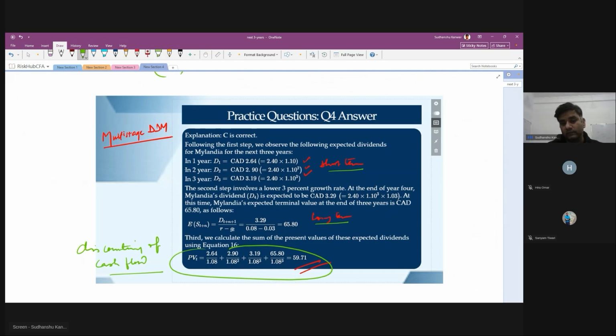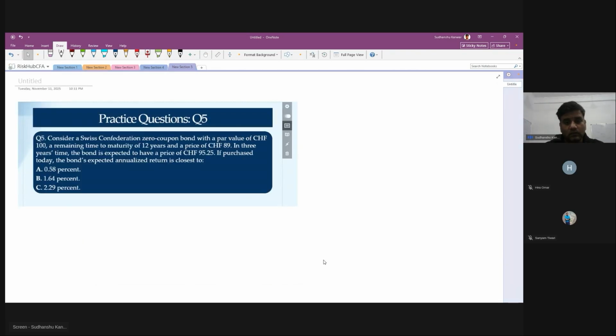Because in the previous question, we were doing only this much. We did only D1 over KE minus GC. We were focusing only on 65.80, but here we have to focus on different cash flows. So a little tricky, but I'm pretty sure this is not that difficult. Okay. All right.